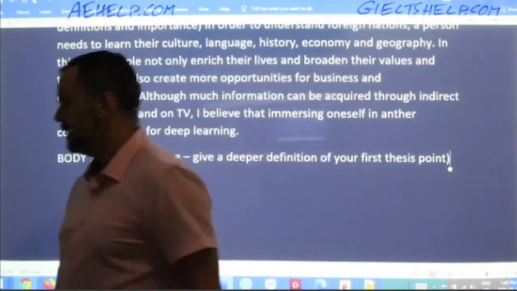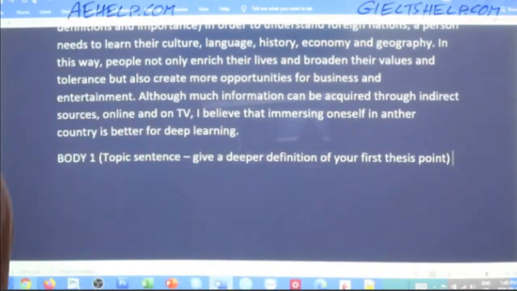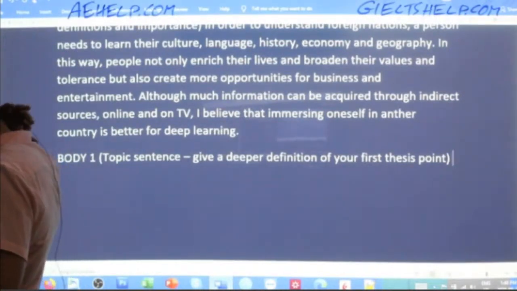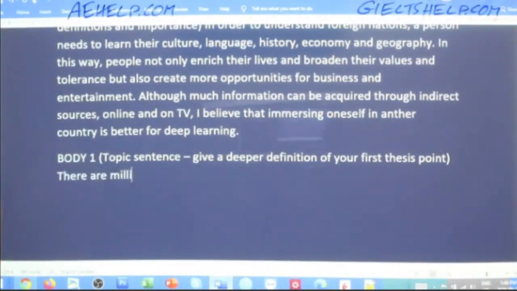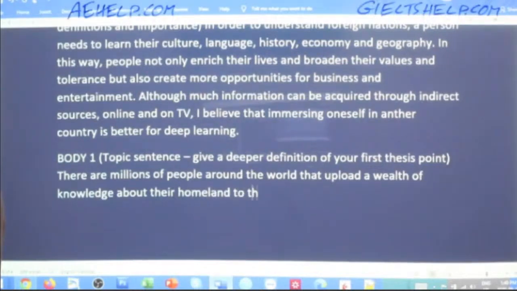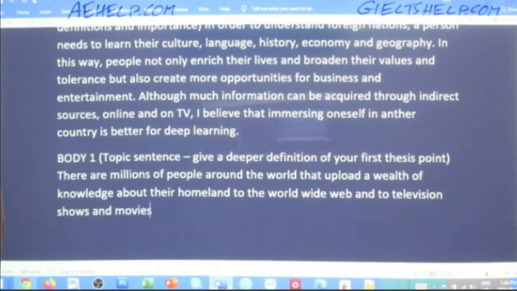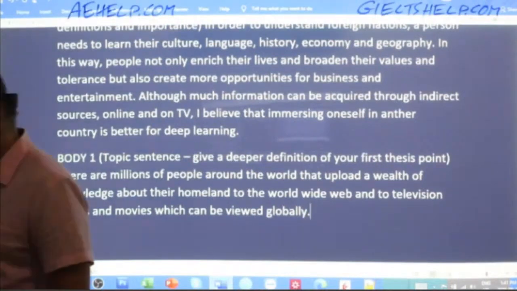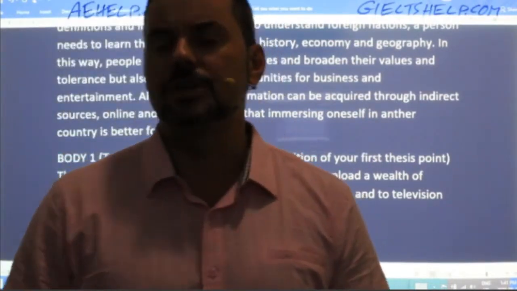Okay? Nice full sentence. I'm going to do the same and then we'll compare. So while you're writing, I'll start writing as well and then we'll do a comparison. Okay? So all right, there's my deeper definition of that first point.